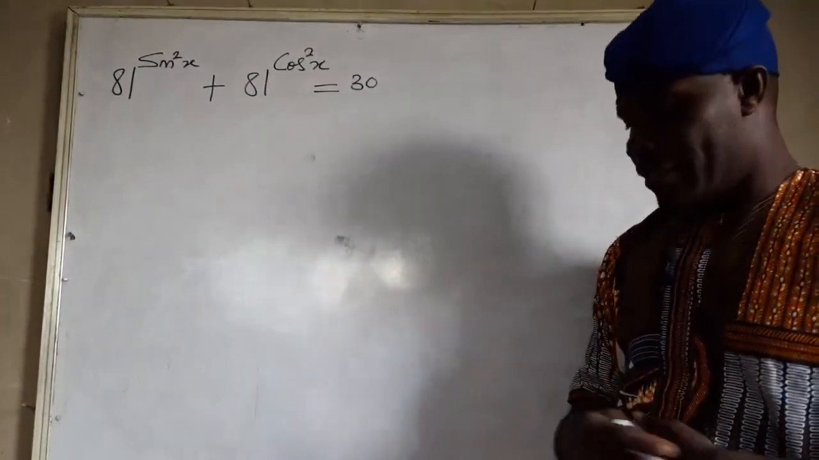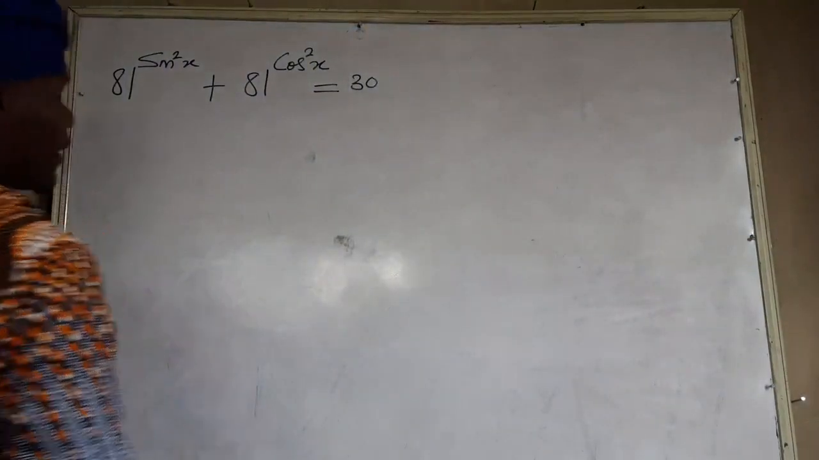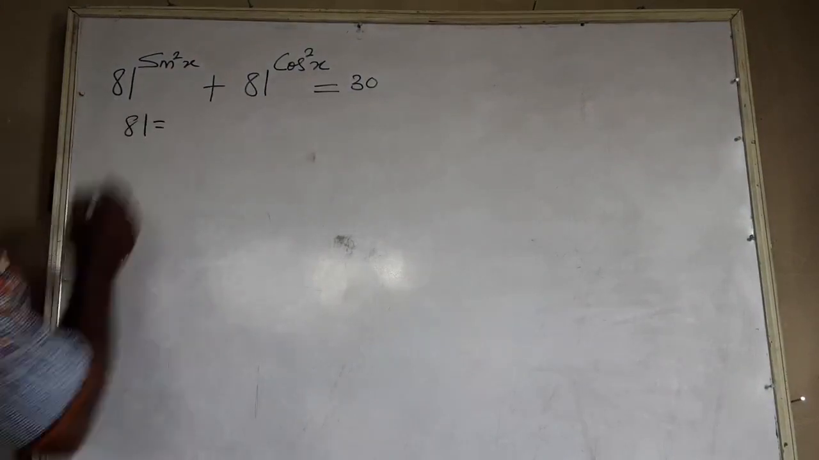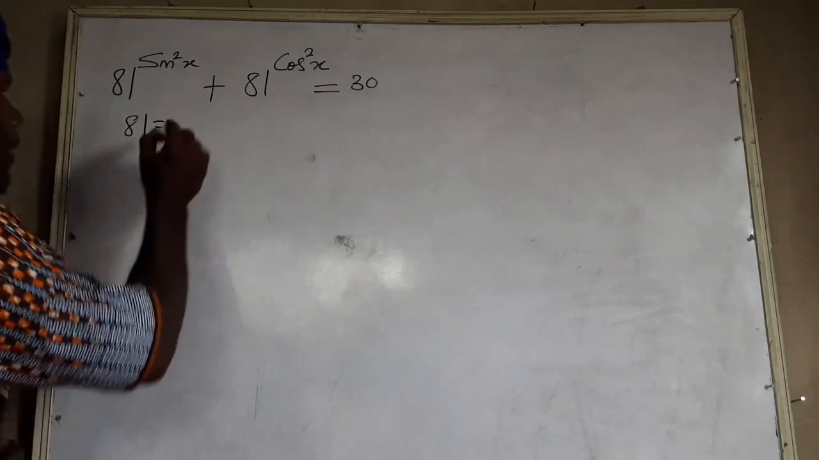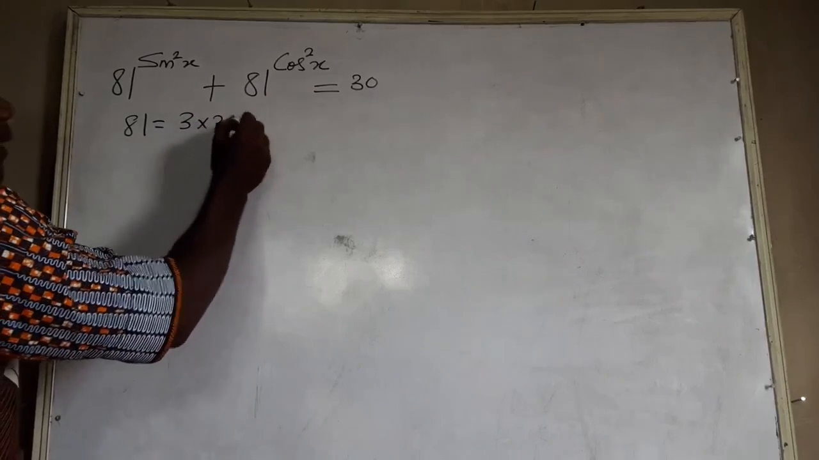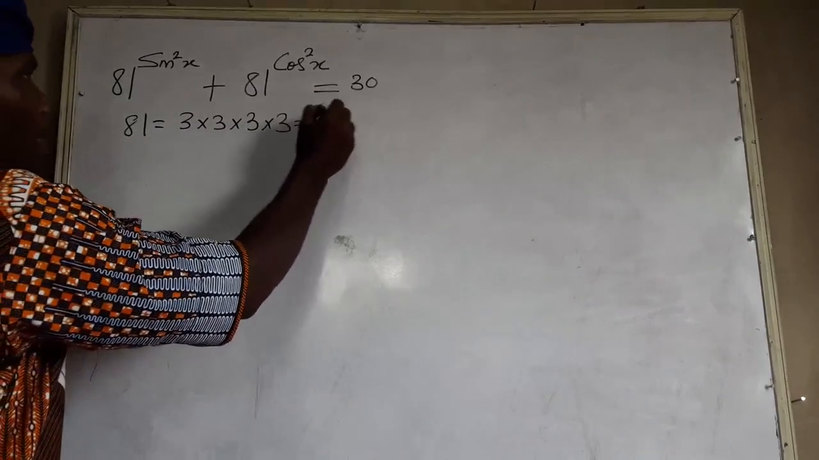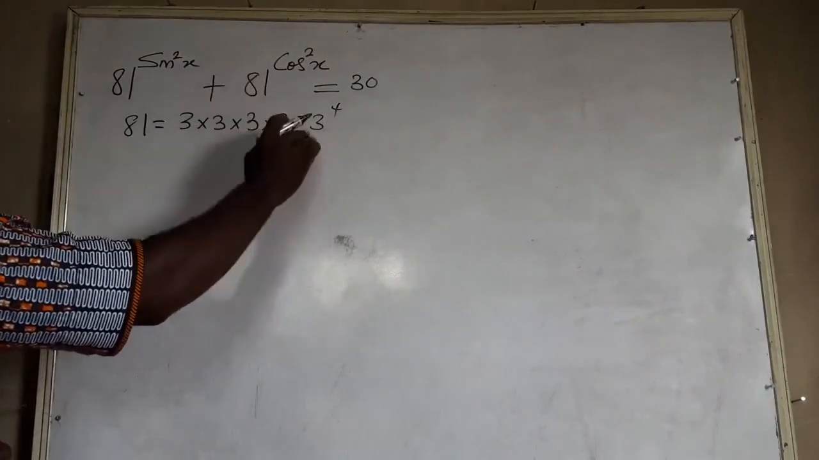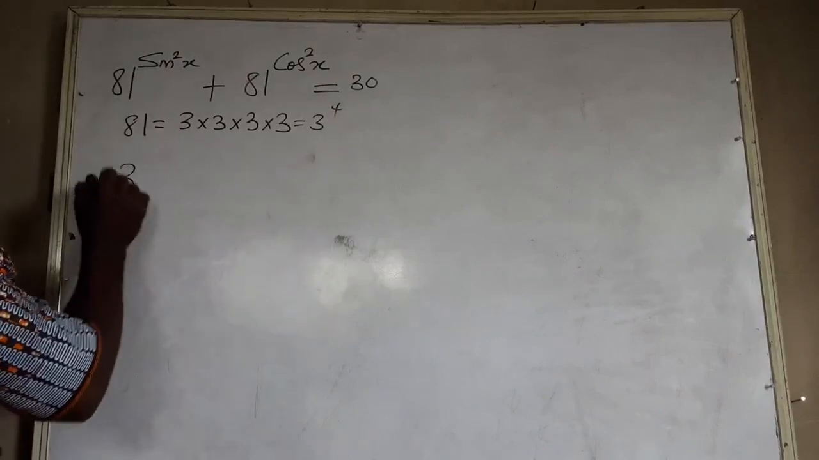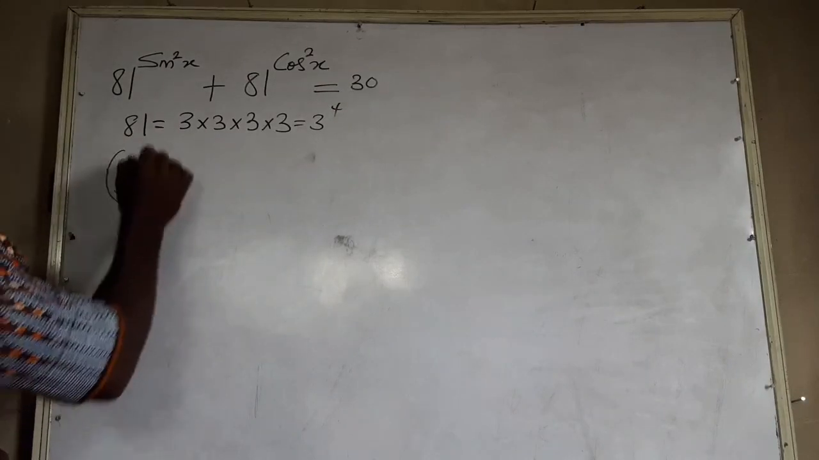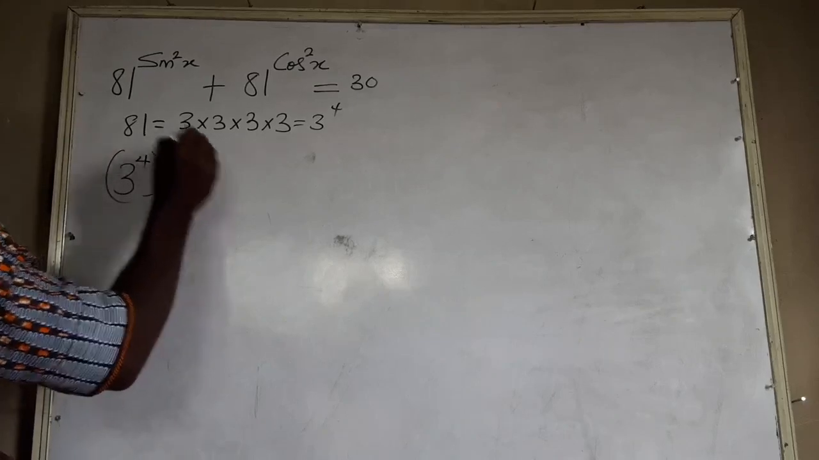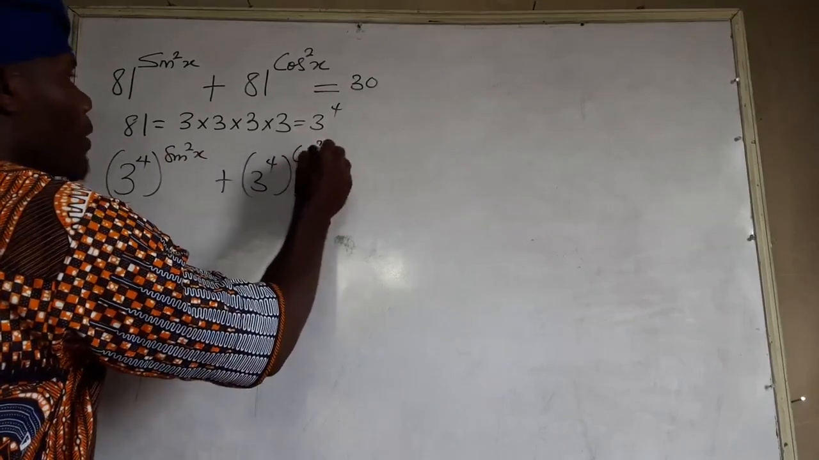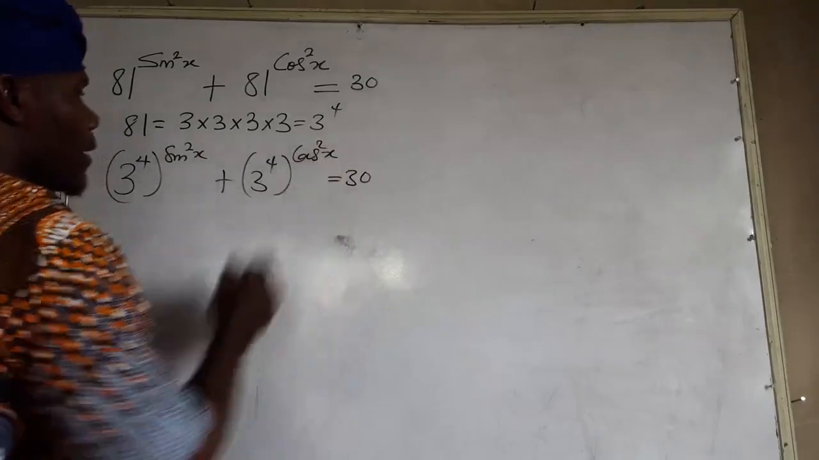In solving this, the first thing you are going to do, in a question like this, is that the factor of 81 is highly important to know. What is the factor of 81? 81 is 3 times 3 times 3 times 3, which is 3 raised to power 4. So if 81 is 3 raised to power 4, let's substitute it here. We have 3 raised to power 4 raised to power sine square x plus 3 raised to power 4 raised to power cos square x is equal to 30.